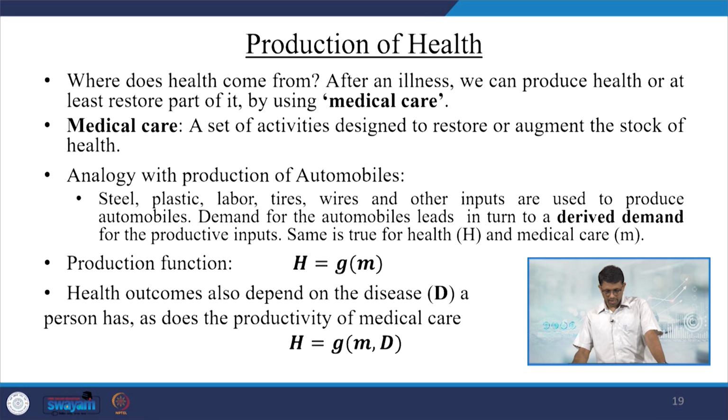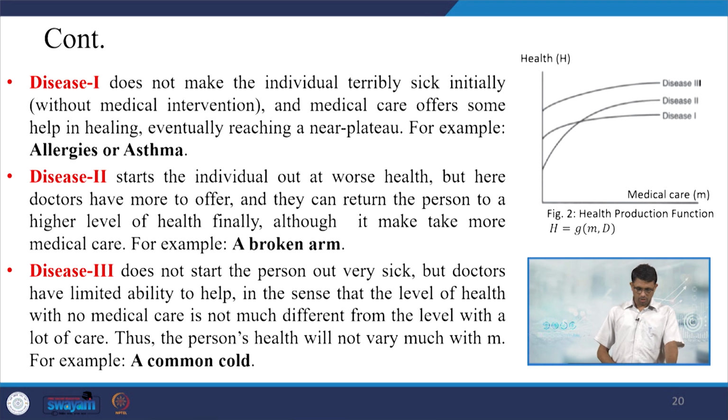Accordingly, automobile products are produced. Similarly, in healthcare, products are a function of medical care. So we have mentioned H as a function of M, precisely explaining medical care. Health outcomes also depend on the disease profile of the person, and on the productivity of medical care, as I have said. So it is not just M, we also have to attach D. Now again, how do we explain our health production function? It is not exactly the typical production function.